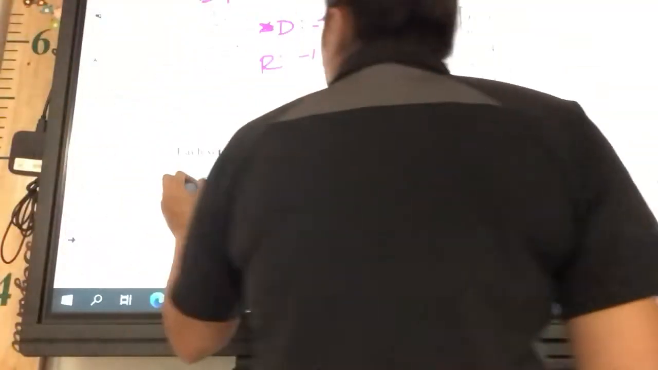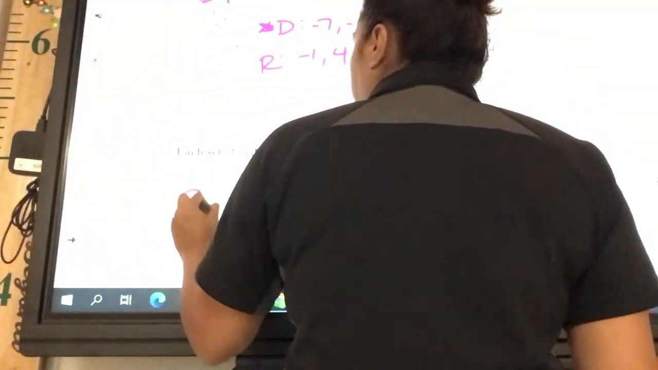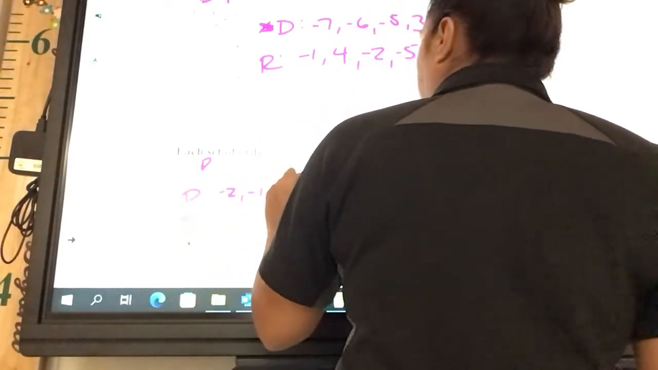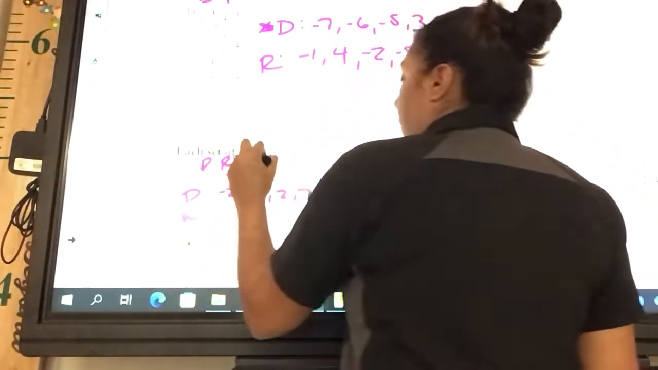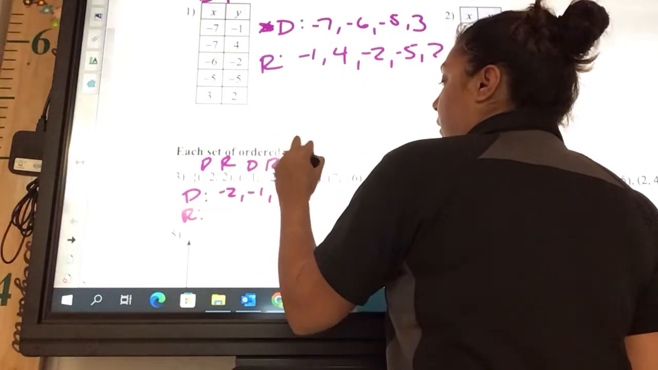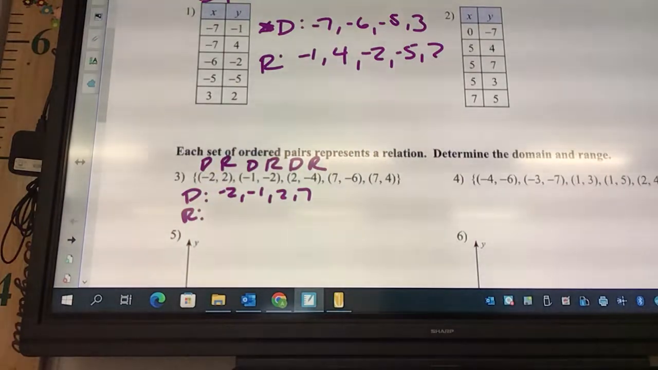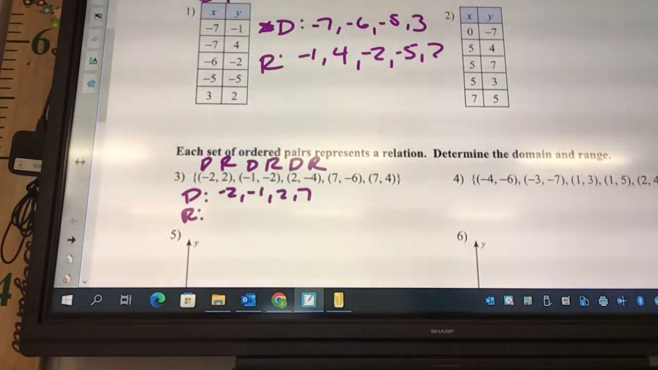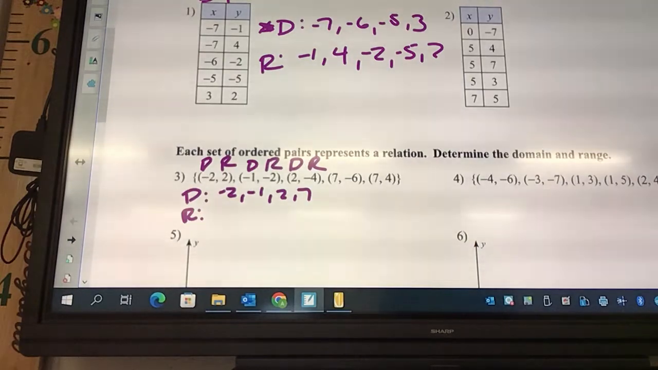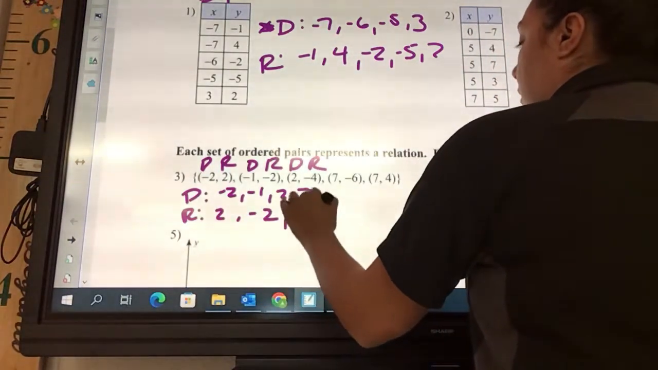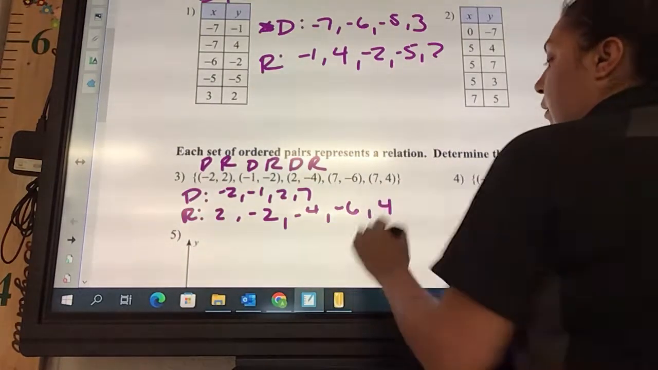Okay, so the domain is going to be what? -2, -1, 2, 7, 7. No, you can't put it. I know. Okay, yeah, so you cannot do the 7, 7 twice. If you do it on your test, just scribble it out. Okay, the range: 2, -2, -4, -6, 1. Good.